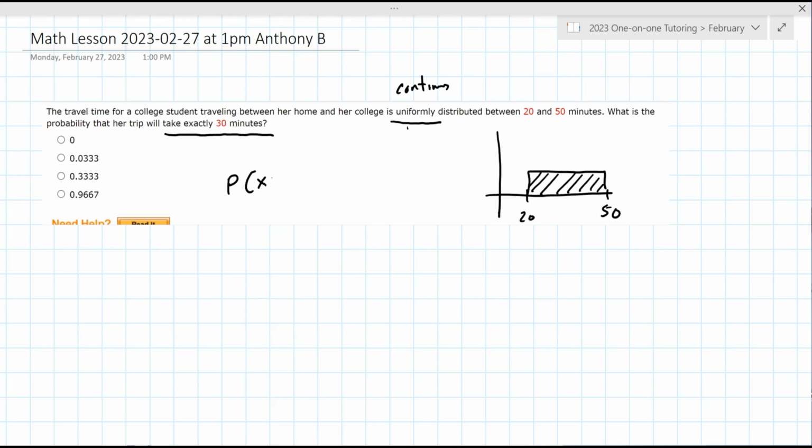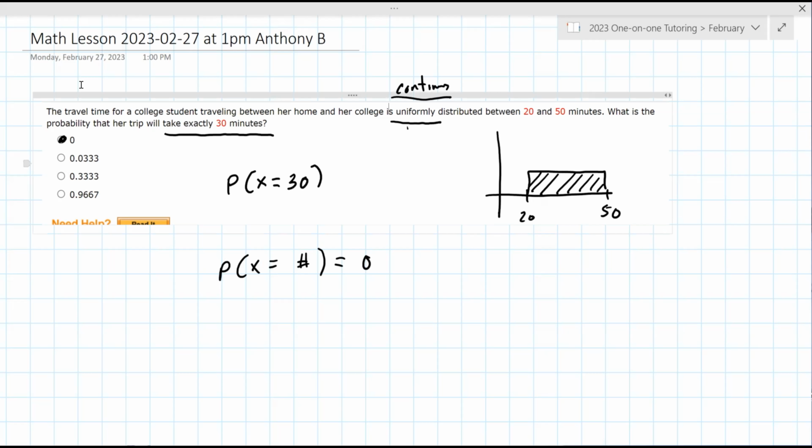30 minutes, the probability that X equals 30. So when it's a continuous distribution, this is really important. The probability that X equals any number is always 0 for a continuous distribution. That is like a true false, something you'd see on a test or quiz. But the next questions obviously get a little more difficult, so we'll keep going here.